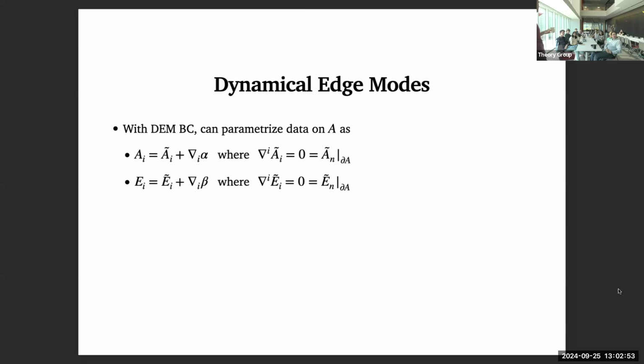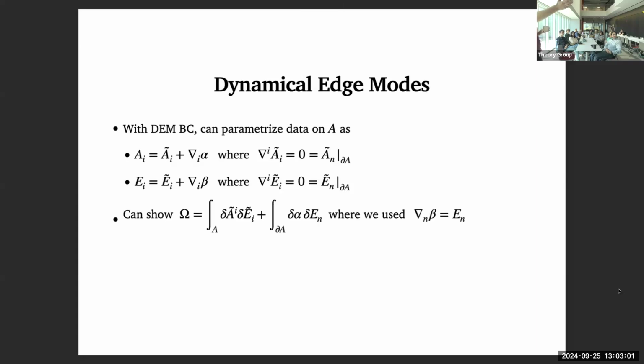So as soon as you see that, you're thinking that they're going to be boundary terms. And yeah, that does happen. Just plugging in that parameterization to the symplectic form, you end up with separate terms where the tilde parts are integrated over the bulk region, which I unfortunately called A. And then for the scalars alpha and beta, you end up with just a boundary term. The gradient of beta is the electric field, so I switched back to writing E in the final expression there.